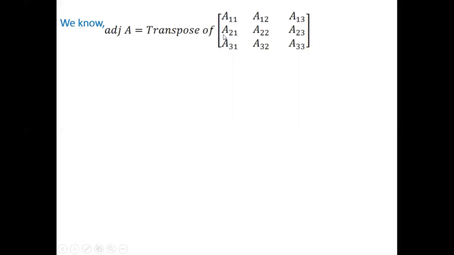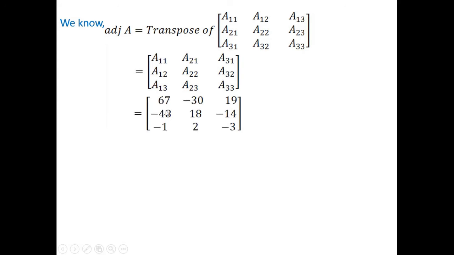Now we know adjoint A is the transpose of the cofactor matrix. So if we interchange this row into column, ultimately it will look like this, right? And already we have the values of these cofactors. So let us substitute the values here. Once we substitute these values, ultimately it will look like this. So this is adjoint A for the given example.